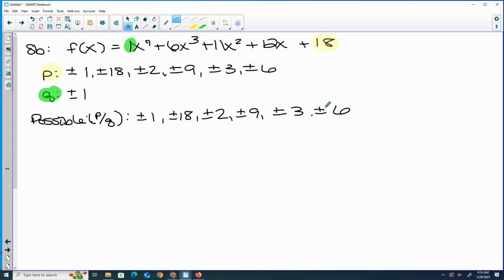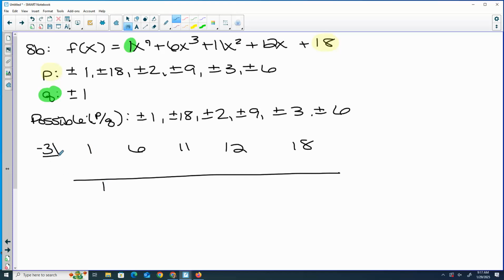My guess is it's going to have to be a negative number here, because if you look, all these are addition. Oh, no. Which one works? -3. -3. Let's do that. So then we do our synthetic. One comes down. 1 times -3 is -3. 6 plus -3 is 3. 9 plus -9 is 0. 6 plus 0 is 6. 18 plus -18 is 0.